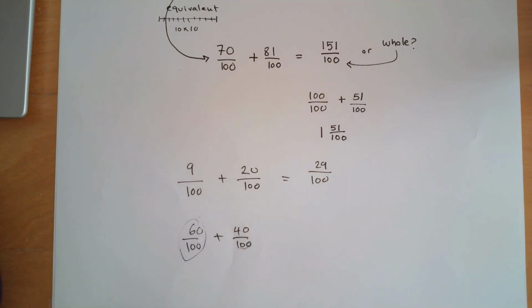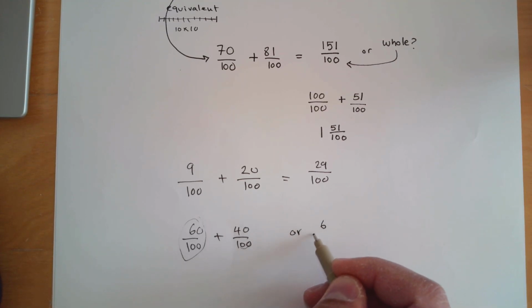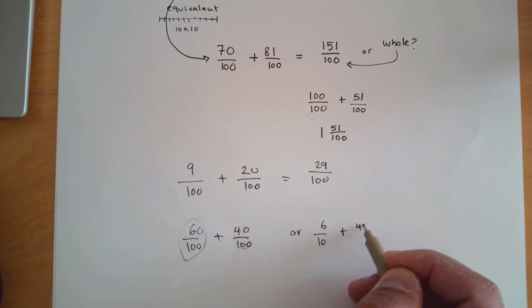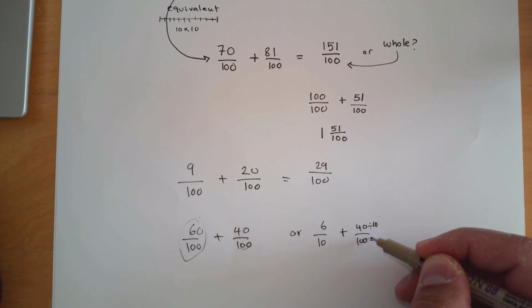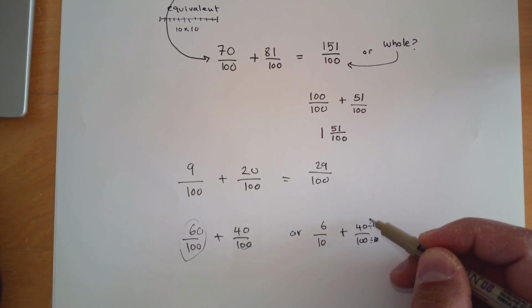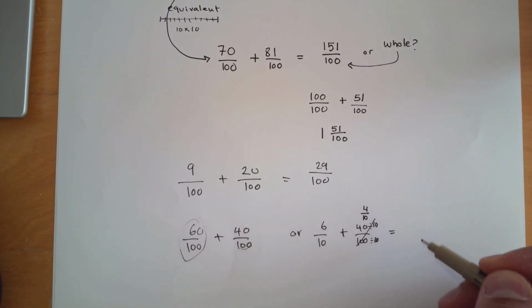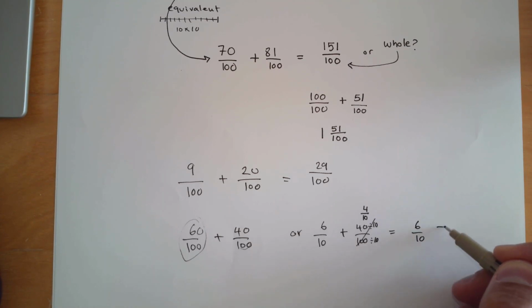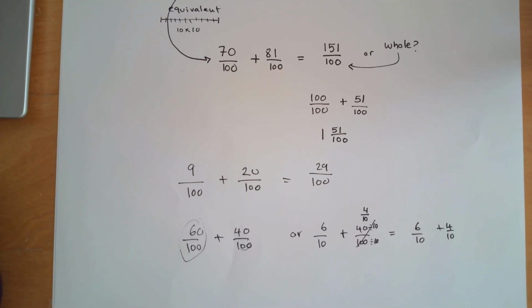So this one could be 60 hundredths, or we use the same number, 6/10 plus 40 hundredths. 40 hundredths could be simplified if we divide 40 and 100 by 10, because they're both multiples of 10, and that becomes an equivalent fraction of 4/10. Then it becomes 6/10 plus 4/10. Okay, so either way, you have to have the same partition in the denominator before you can add any fractions.